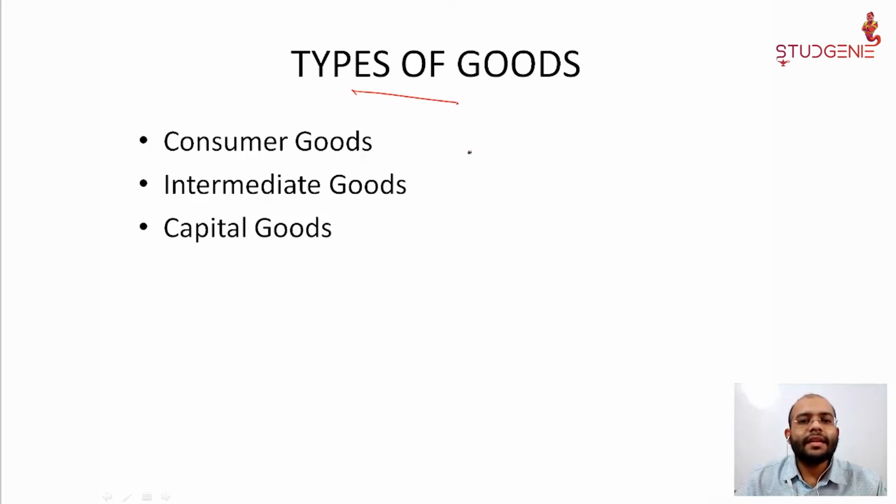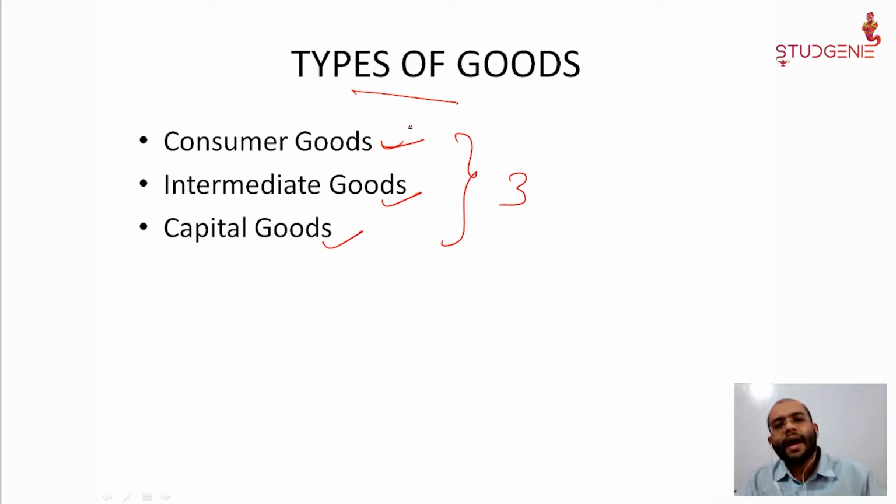First of all, let's take a look at what the types of goods available are. There are mainly three types of goods: consumer goods, intermediate goods, and capital goods. Consumer goods are those goods that are available directly for consumption by the customer. You just buy it and consume it. Intermediate goods are those goods that go into the factory.